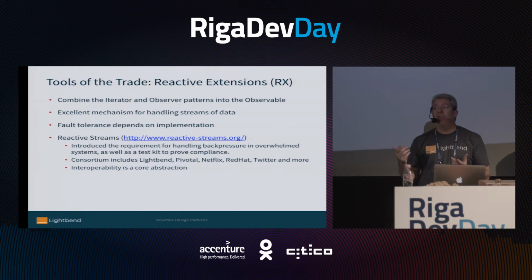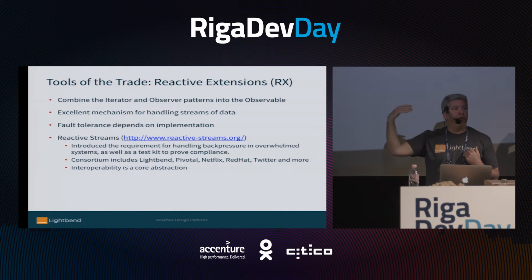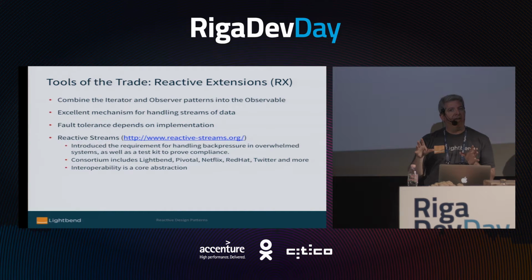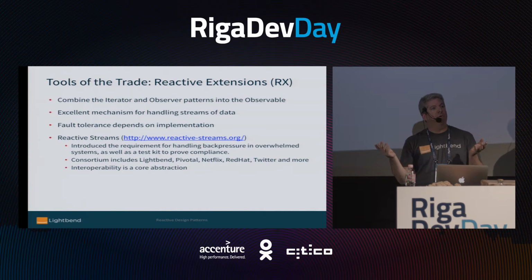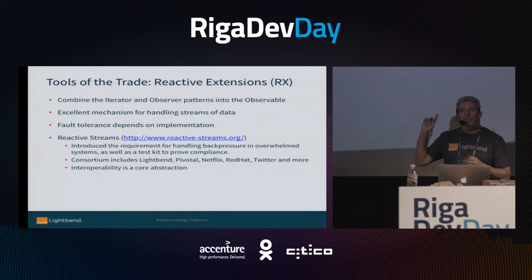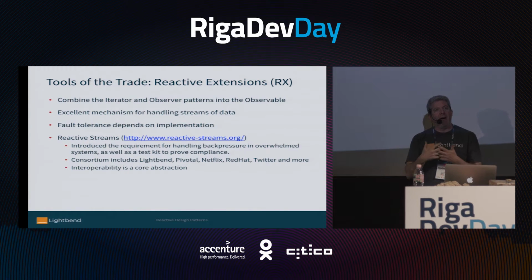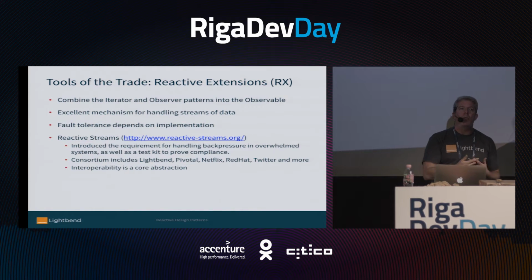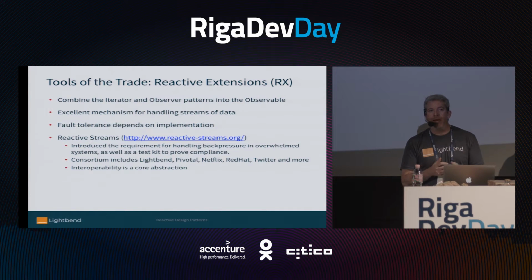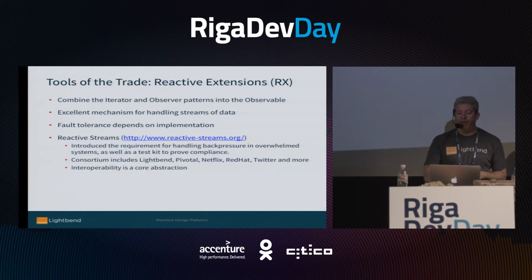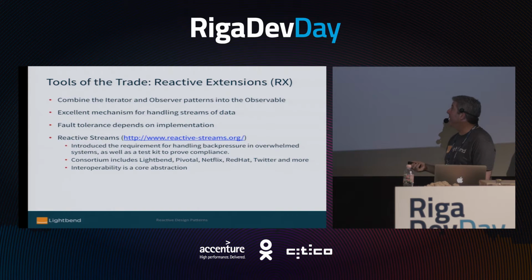The observer pattern is where I subscribe to listen for an event, and that's infinite, theoretically. I could subscribe forever. And what reactive extensions did was combine the iterator and the observer into what we call the observable, right? And treat them the exact same way. So the code is actually fairly simple.